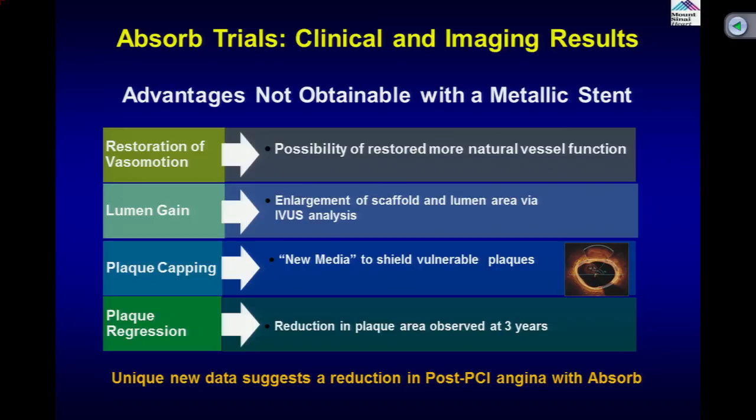Therefore the concept is that we have a restoration of vasomotion and the possibility of more natural vessel function, then lumen gain, which is the enlargement, because you have continued positive remodeling. Then plaque capping also happens, which relates to neoatherosclerosis, that if you cap the plaque by the device, maybe a thick cap will prevent many of the future events. And lastly, plaque regression, the reduction in plaque area observed at follow up.